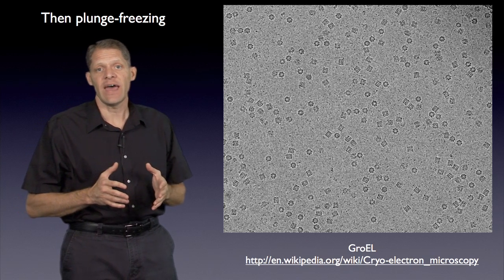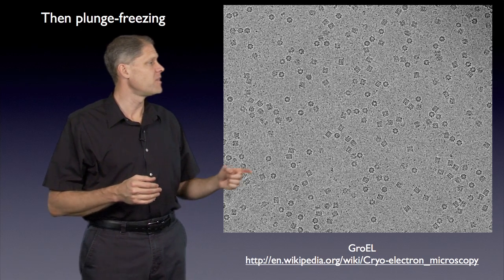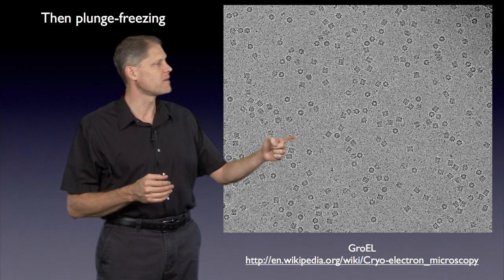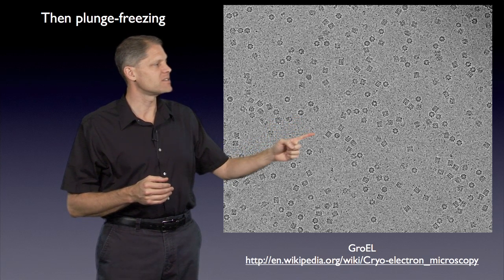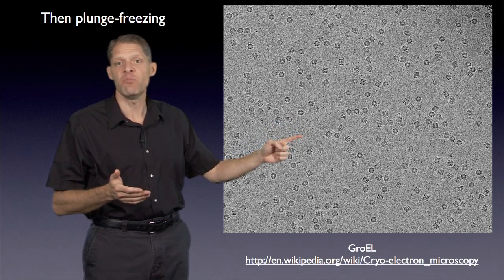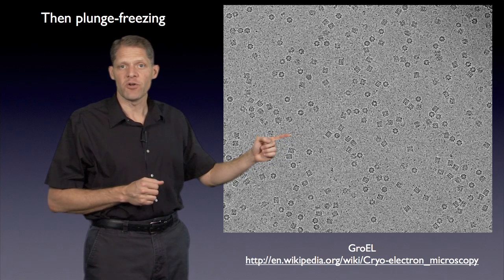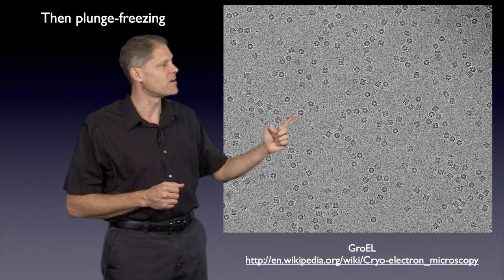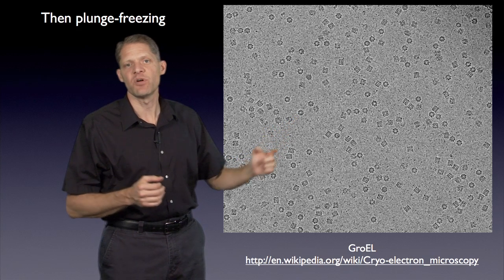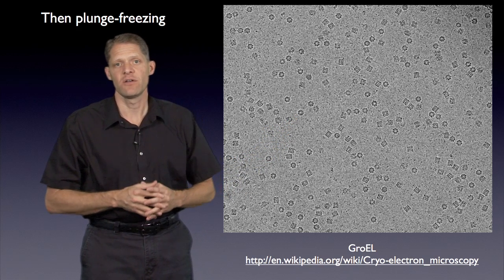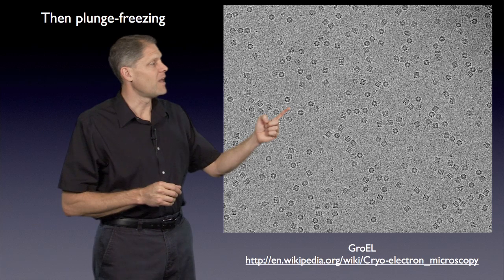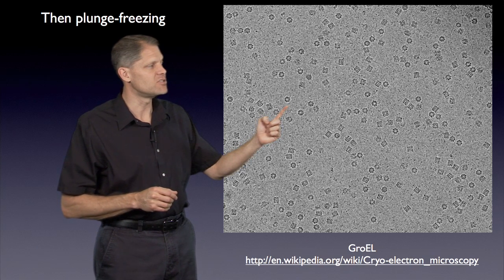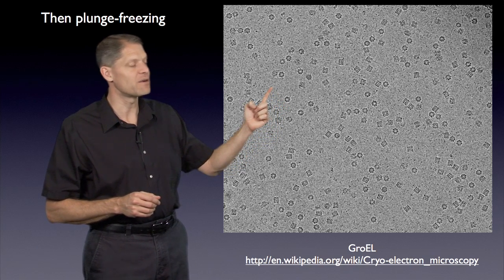Now notice that in a plunge frozen sample, the background is now lighter than the proteins because the background is a dilute buffer of approximately 1 gram per milliliter. And the protein, however, on average, has a density of 1.3 grams per milliliter. And so the proteins stand out as dark against a lighter background.